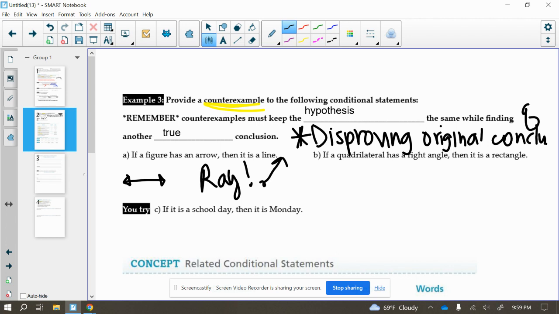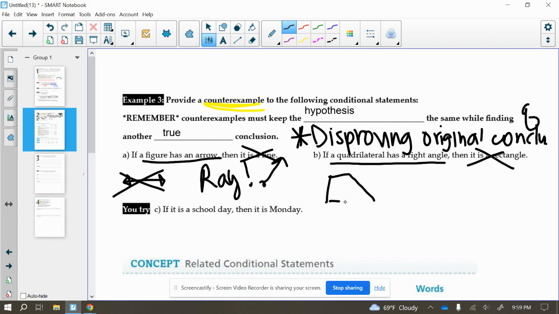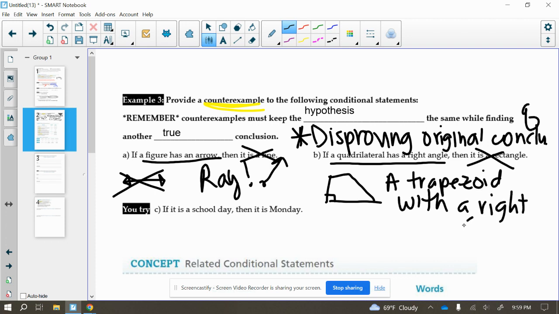What about if a quadrilateral has a right angle, then it is a rectangle? Again, we want to keep this first part true, but the second part isn't necessarily true. Like on this one, we had something with an arrow that isn't necessarily a line. We had a ray. So for this example, we have a figure, what we would call a trapezoid. Okay, that's another four-sided figure that has a right angle, but it isn't necessarily a rectangle. So for this one, we could say a trapezoid with a right angle.